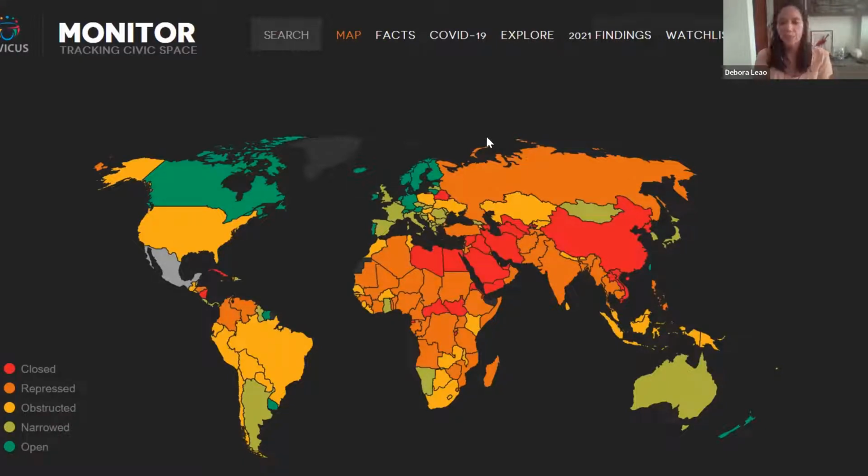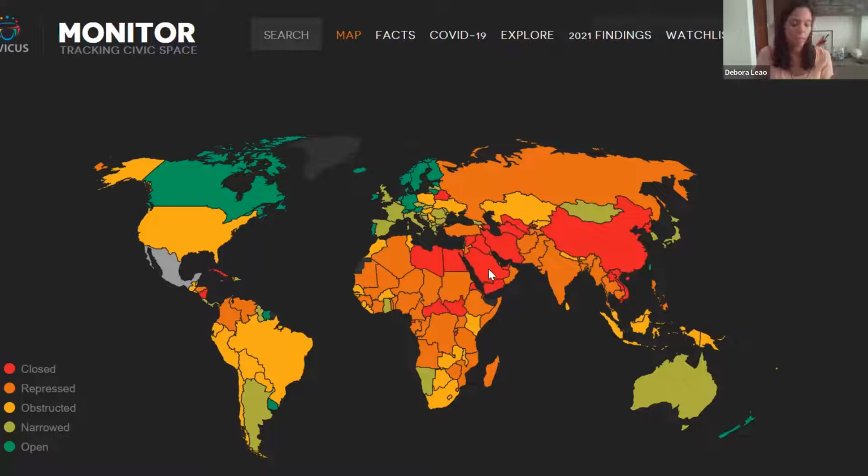So the CIVICUS Monitor, to put it very briefly, is a research collaboration and also an online tool tracking the conditions of civil society in 196 countries. So if you were to access our online tool or our website, you'd see a world map, a very colorful one, showing the different ratings categories that represent the conditions of civic space in each country, going from open, where it is best respected, to closed, where civic space conditions are very difficult.